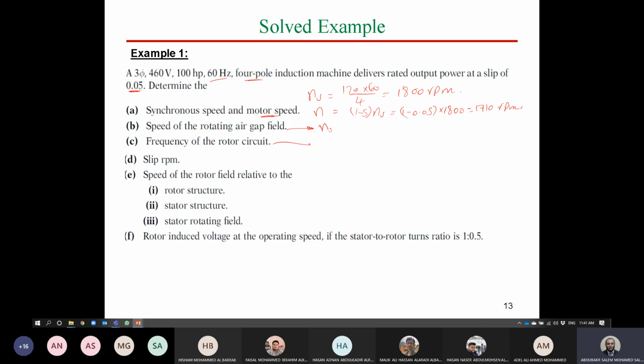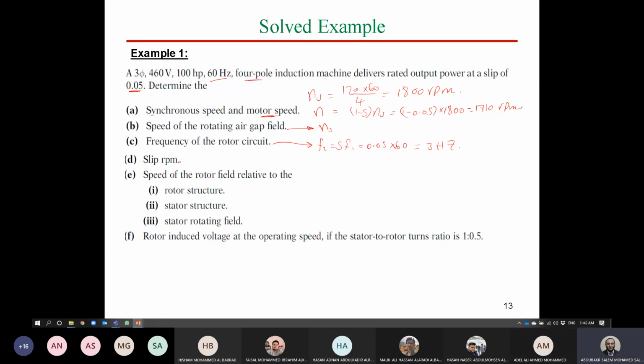Frequency of the rotor circuit. Rotor circuit means the current frequency, guys, the current in the coils of the rotor. What will be the frequency of this current? 57? We said F2 equals S F1, not 57. It should be very small at steady state, almost around DC, like 1, 2 hertz, 3 hertz, like that. So it's 0.05 multiplied by 60. So it's 3 hertz. Right, guys? Yes.